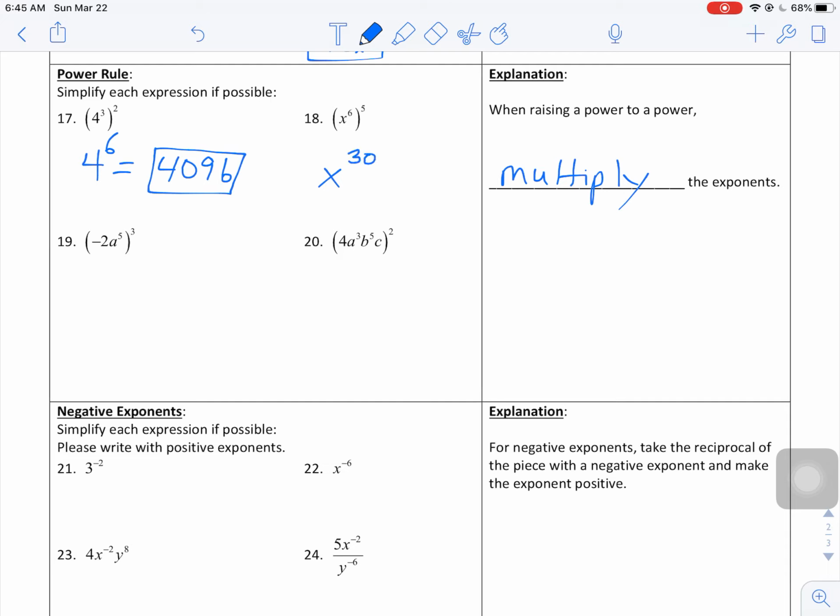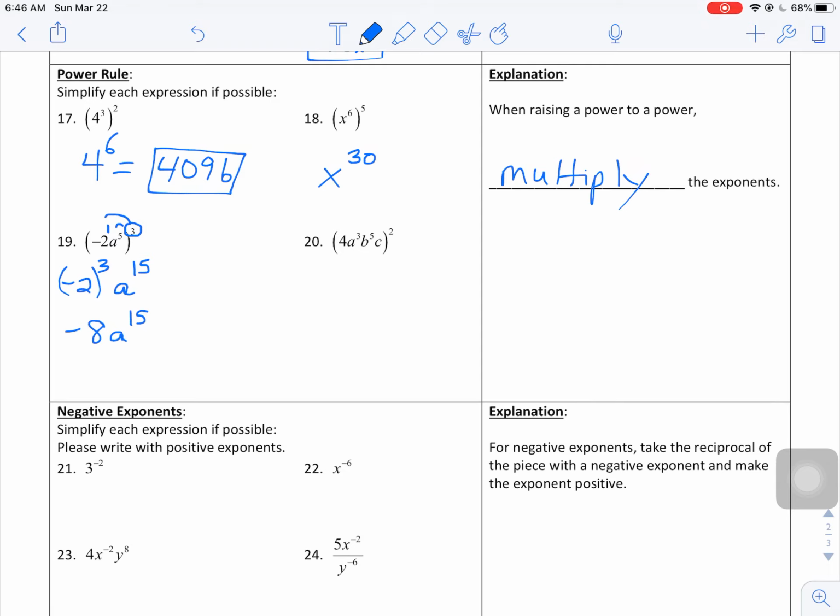On 18, 6 times 5 is 30. On 19, very tricky here. If you don't see an exponent on a number, there's technically an invisible 1 there. So this negative 2 has a 1 as its exponent. The 3 on the outside needs to be multiplied by all the exponents inside. So this is really negative 2 in parentheses raised up to the 3 times 1 power. And then for the a's, 3 times 5 is 15. So that negative 2 in the front is being raised to the 3rd power. So negative 2 times negative 2 times negative 2 is negative 8. And then a to the 15 drags down.